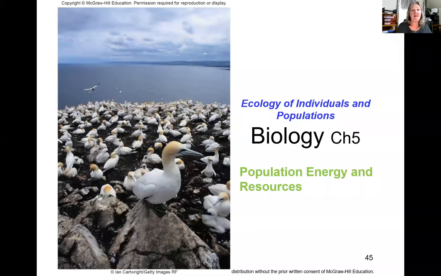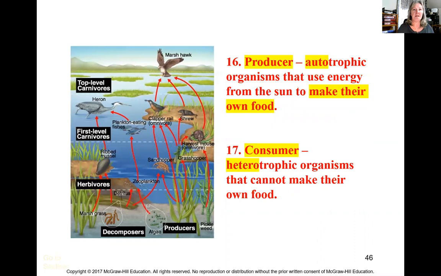This is chapter 5 about populations, part 3, and we're looking at how the energy within a population and food chains, food webs, and things like that, and looking at a couple of terms: producer, and then this word autotroph. So producer and autotroph. Auto means self. The word troph means feeder. So producers are self feeders, is another way you can say it, and they make their own food.